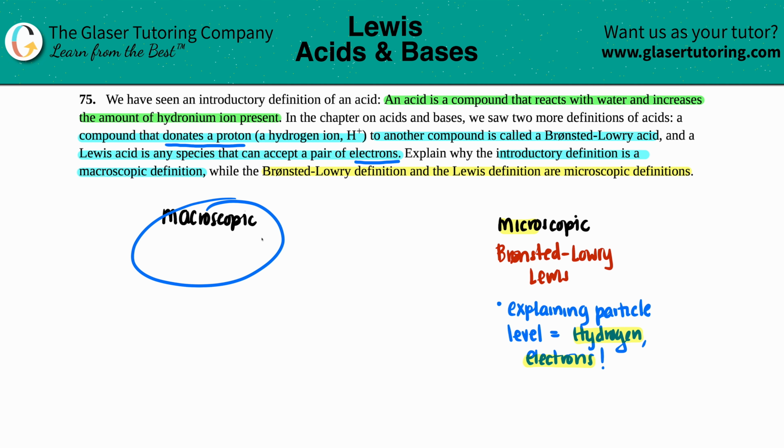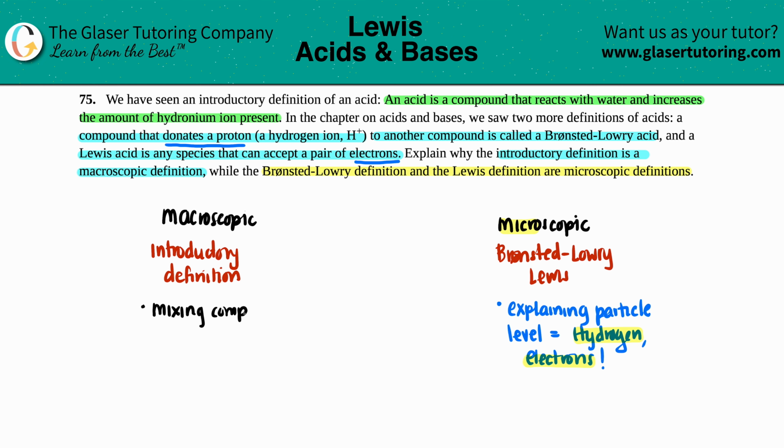But now let's just go back to the macroscopic. So they did say here that the macroscopic was the introductory definition. And let's see, the introductory definition, let's just read it one more time. It says an acid is a compound that reacts with water. So we're talking about bigger things here, right? Compounds, we can see the water, and increases the amount of hydronium ion present. So in this case, macroscopic, the introductory definition, we're basically mixing compounds.